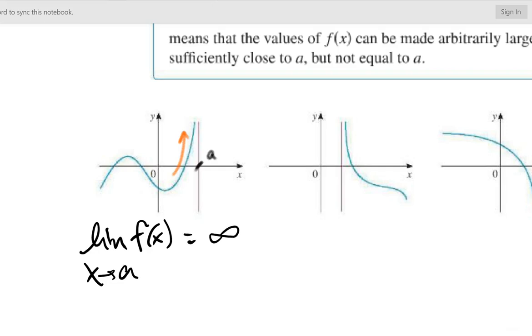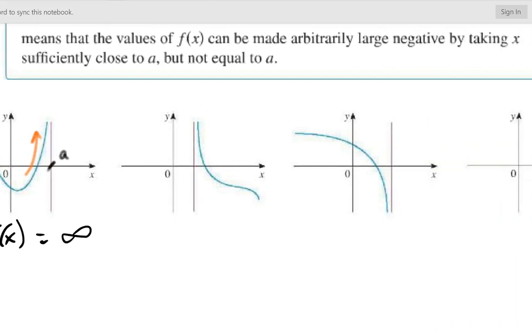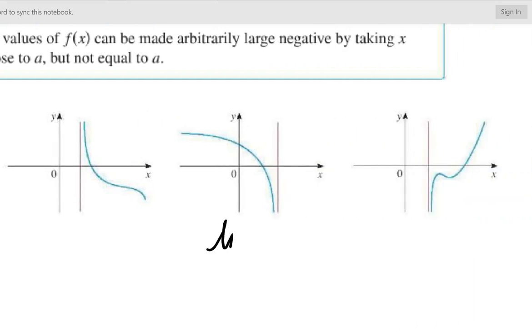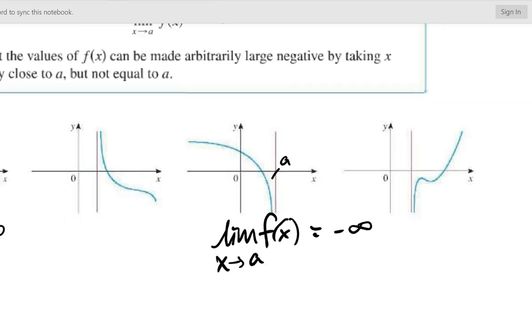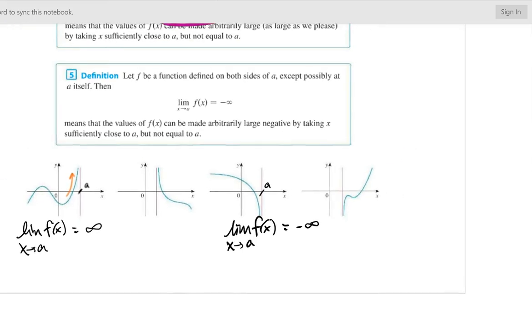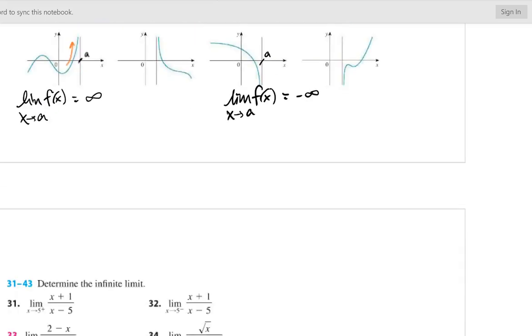Okay? And it could be negative infinity too. Negative infinity here. So here's the limit of f of x as x is going to a. We say that's negative infinity. We're going to be making this a little more precise later on.